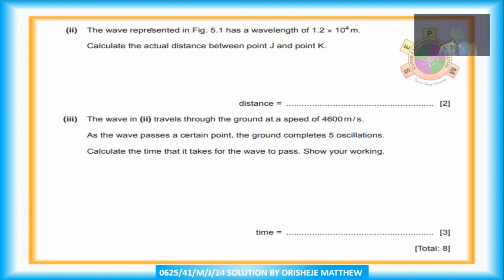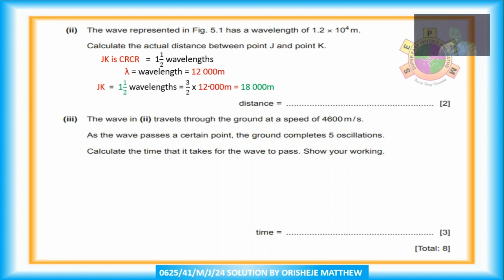Then let's look at the wave represented in Figure 5.1, which has a wavelength of 12 kilometers. Calculate the actual distance between point J and K. Between point J and K is 1.5 wavelengths. So if one wavelength is 12 kilometers, then half a wavelength will be 6 kilometers, added to 12 kilometers, that will make 18 kilometers, or 18,000 meters.